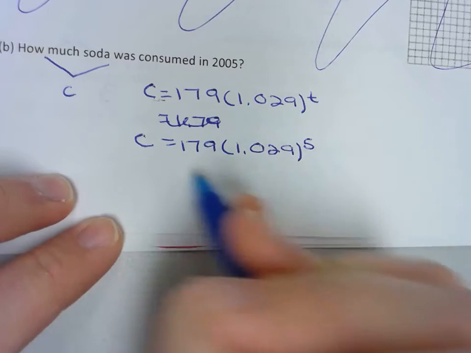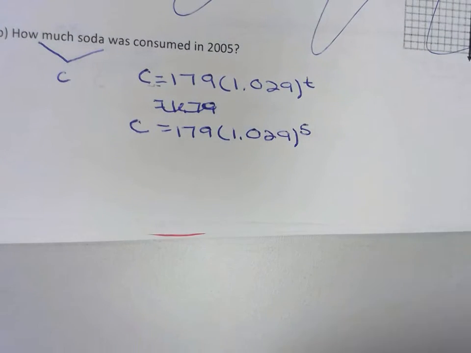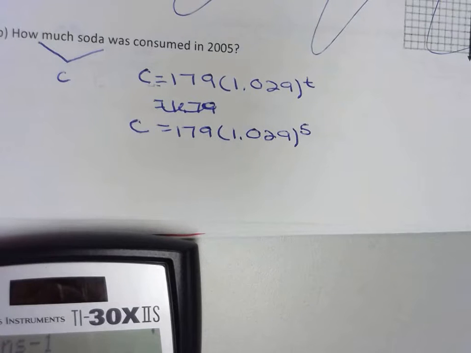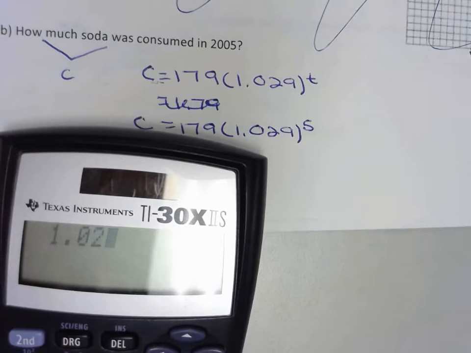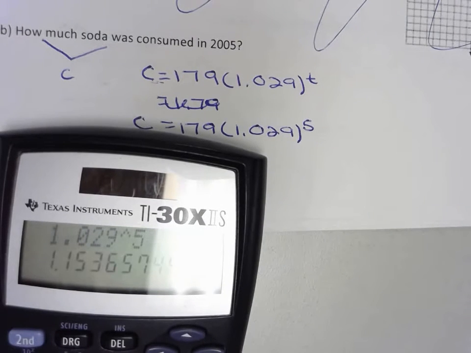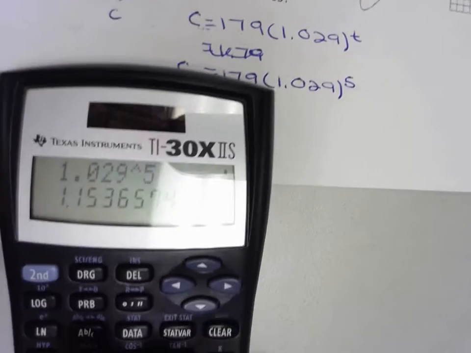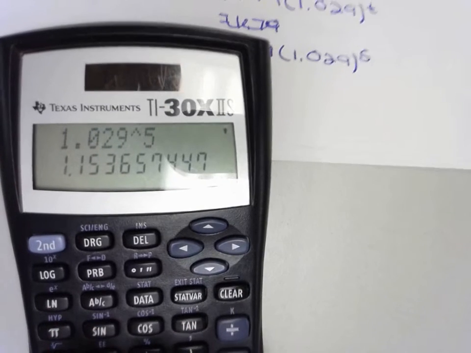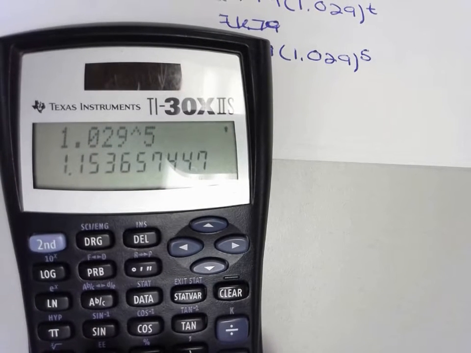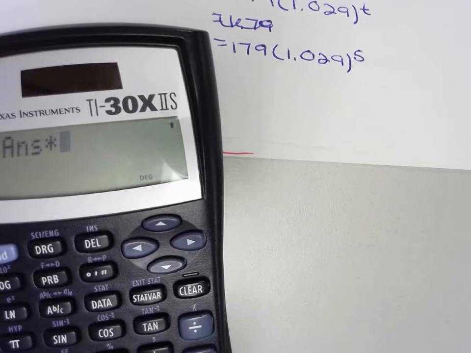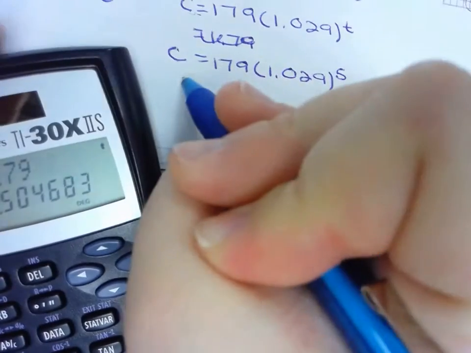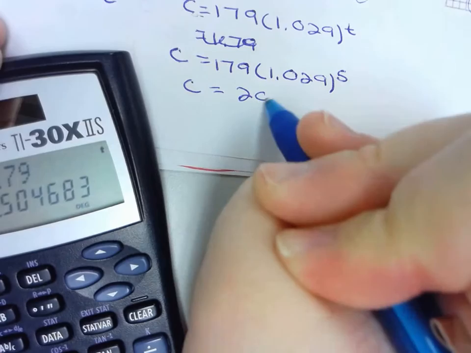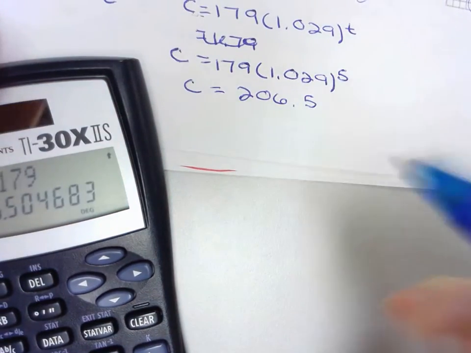Now if I want to plug this in the calculator, order of operations, what do I do first? Multiplication or exponents? Exponent. So do 1.029 to the 5th first. Get an answer, and I want to take that answer and multiply it by what? 179. So C equals 206.5, and you can just round.